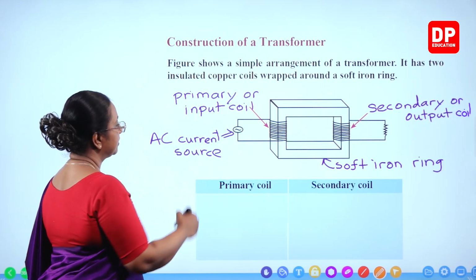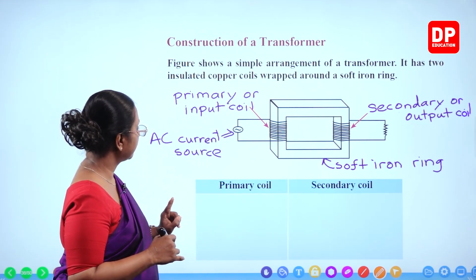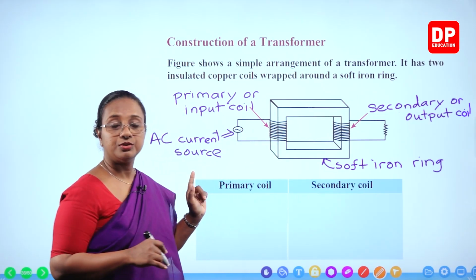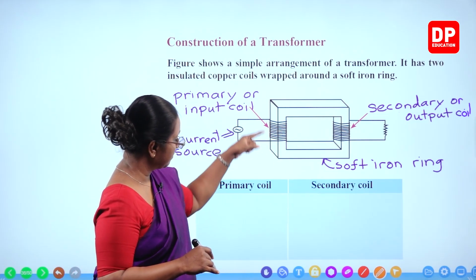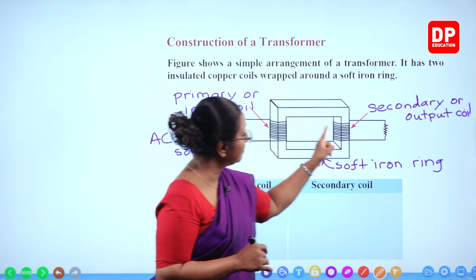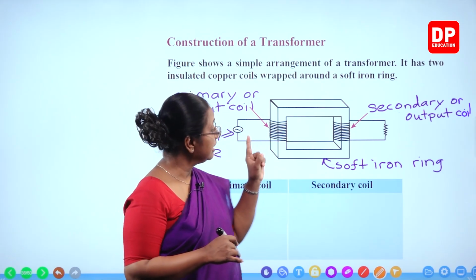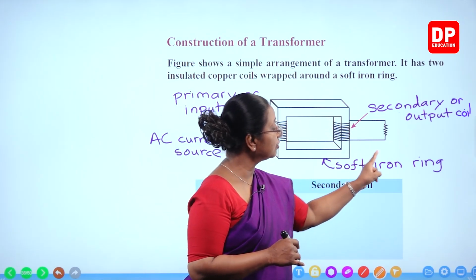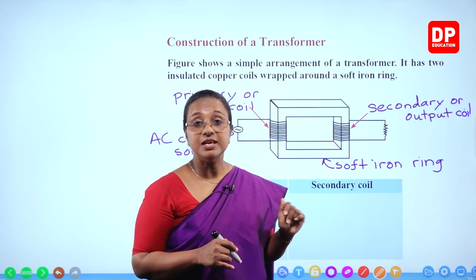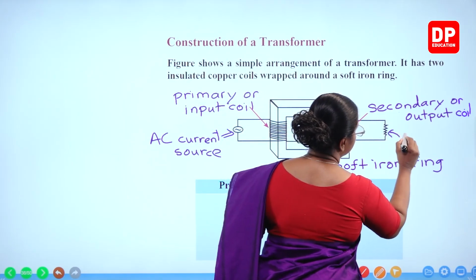So maybe a bicycle dynamo. A dynamo can be connected there, an AC current source, so alternating current. You supply the alternating current to the primary coil, and a magnetic field is induced. Due to that magnetic field, another magnetic field is induced in the secondary coil. Due to that, an electromotive force is induced, and that gives rise to an induced current flow, which will flow through this resistor.